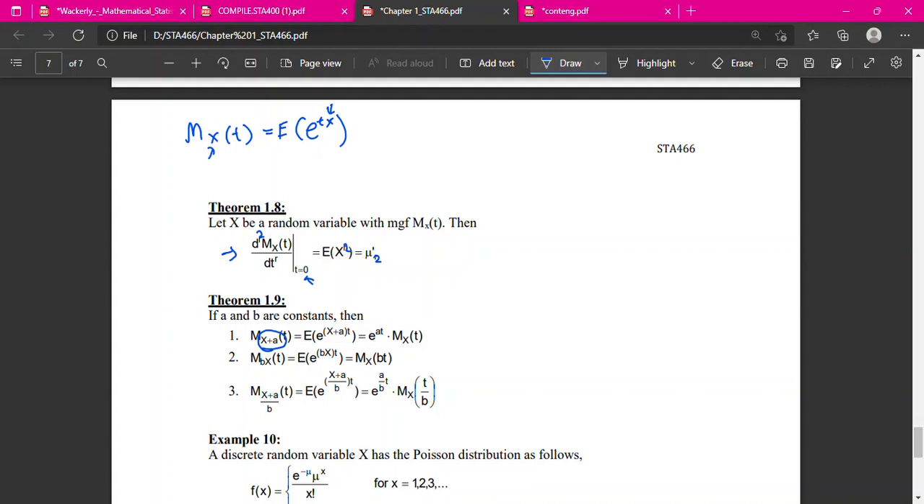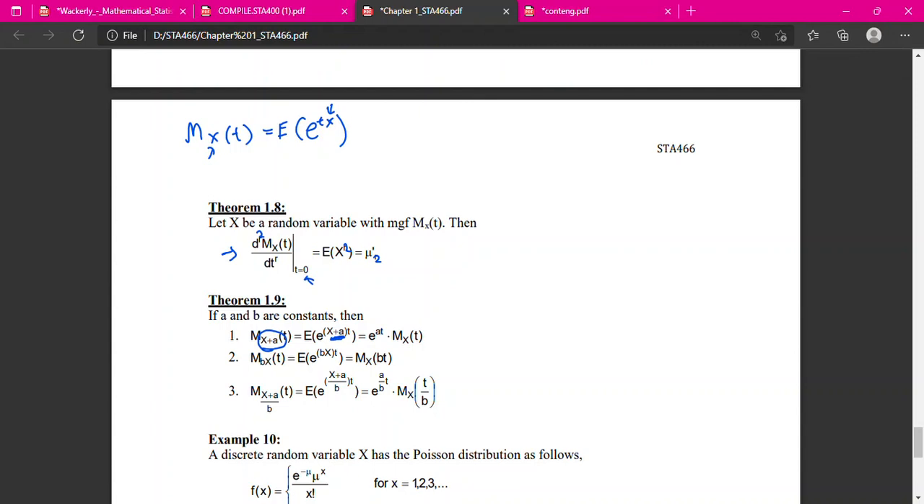So now kita punya function sekarang adalah X plus A. So X tadi kita gantikan dengan X plus A kat sini. Okay, so X tadi gantikan dengan X plus A. So apa yang boleh kita buat when we expand this, dia akan jadi e^(tX) times e^(At). Right? Kenapa saya tulis tX kat sini? Sebab we know that expected value of e^(tX) adalah MX(t).